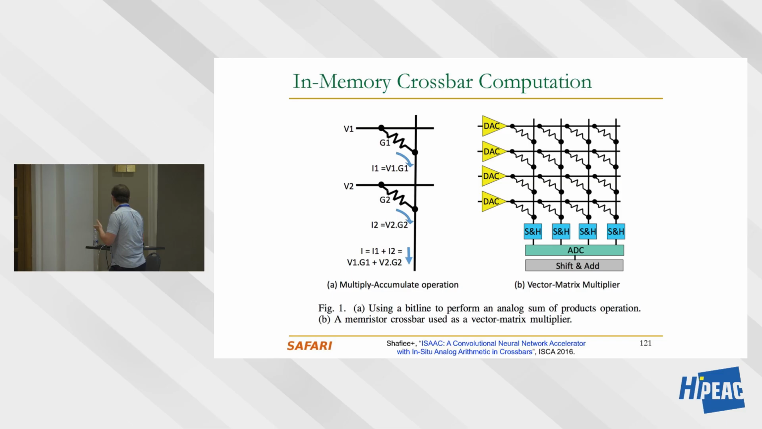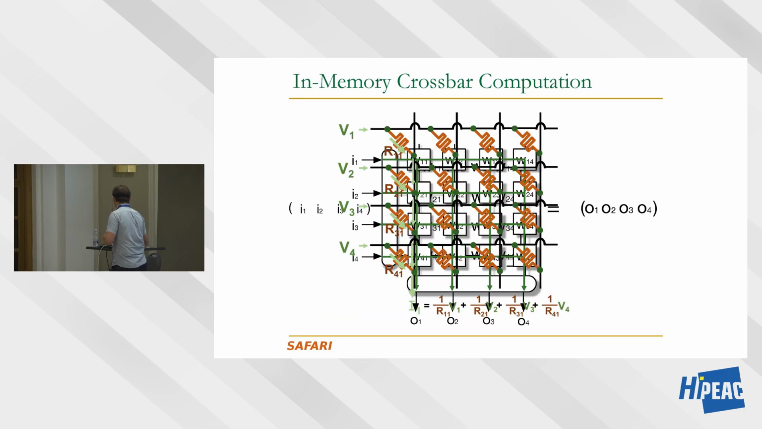In this case, it's I1 plus I2, and I1 is voltage times conductance over here and voltage times conductance over here. And you can actually generalize this, so you basically have a vector multiply with this column over here, and then the result is over here. Let me actually animate it very quickly.